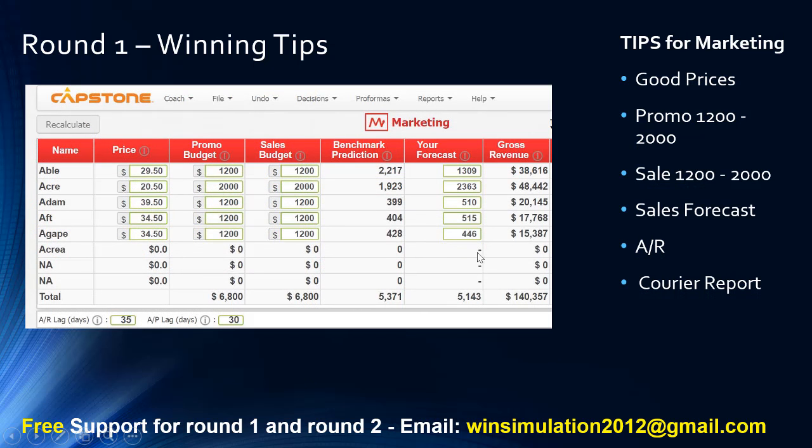In marketing, the most important decision is to calculate the sales forecast. We check the Courier report again and multiply the units we sold from last round. So we get the sales forecast with the segment growth. The sales forecast depends on the last round number of units we sold, and then we multiply that by the segment growth. This we find from the Courier report.